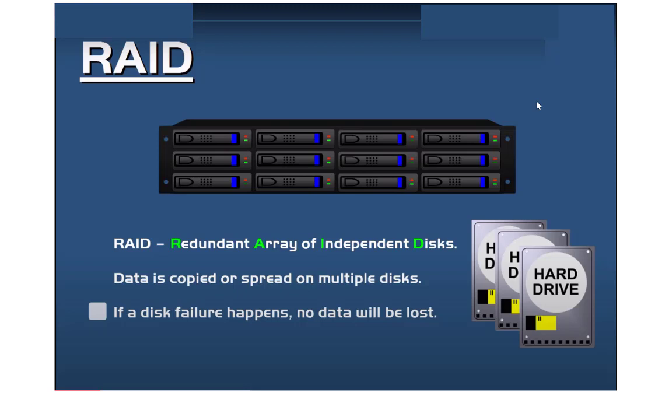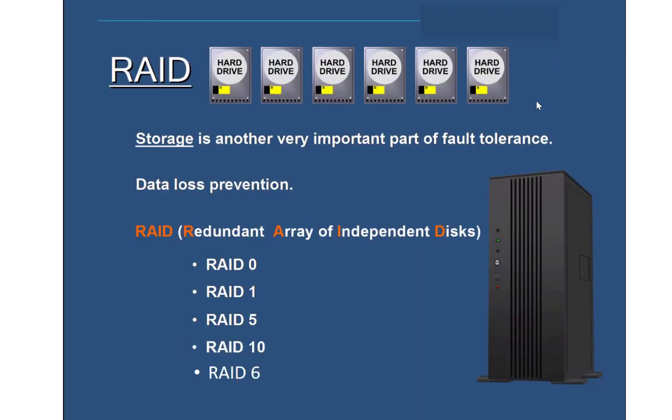RAID is the acronym of redundant array of independent disks, or sometimes we call it redundant array of inexpensive disks, because these disks are independent or inexpensive. Data is copied or spread on multiple disks. Because the data is copied on multiple disks, in case of failure of any disk we recover our data with the help of RAID. If a disk failure happens, no data will be lost. Now I will explain what the RAID levels are.